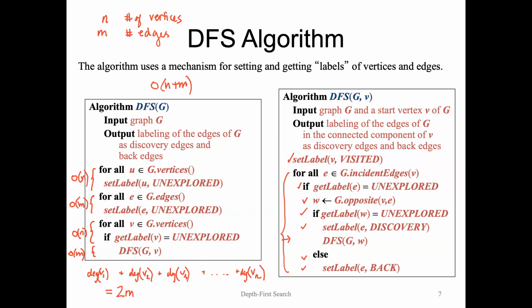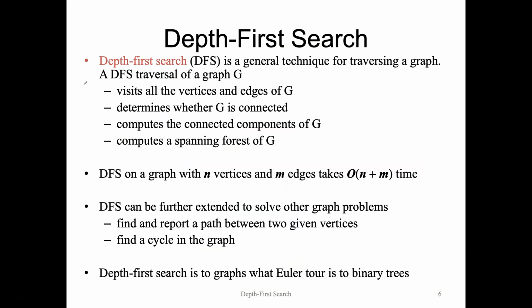So we have now, as promised, that depth first search takes big O of n plus m time. As a result of our depth first search, we visit each vertex and edge exactly once. And we do so in such a way that we very carefully label edges as discovery edges or back edges. So if we take only the discovery edges that we used, those discovery edges induce a spanning tree.